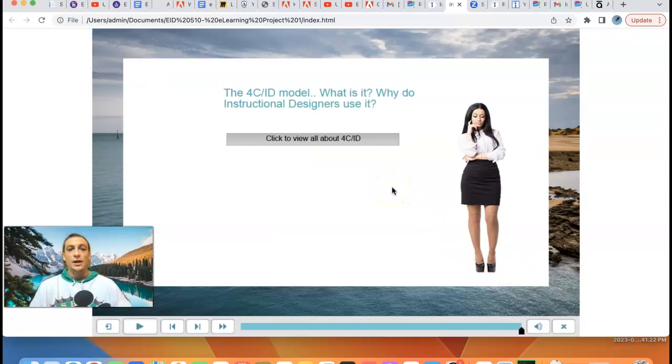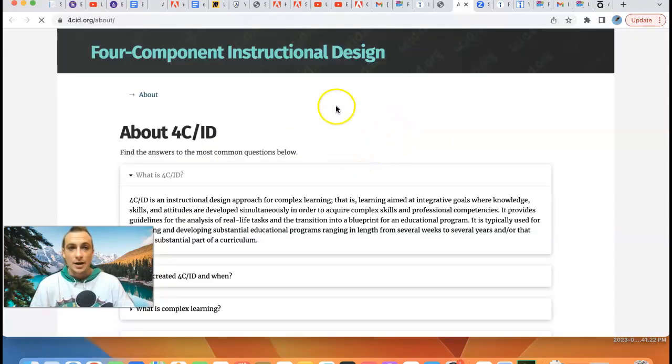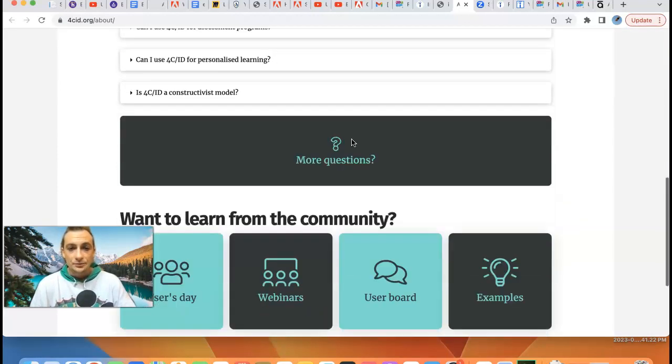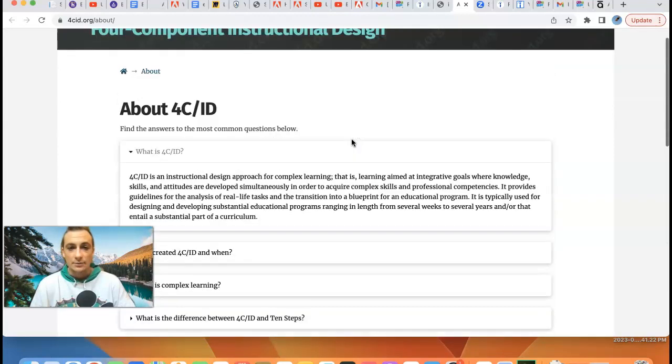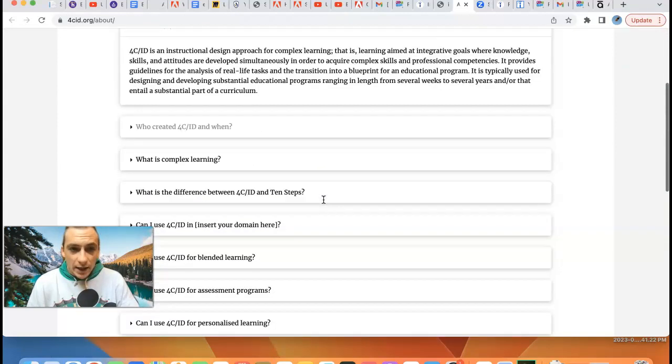And then we're going to study the 4C/ID model. What is it? And why do instructional designers use it? So we have an interactive clickable link right here that takes us to a website called 4cid.org, and you can just read all about the model and who created it and when and everything like that.